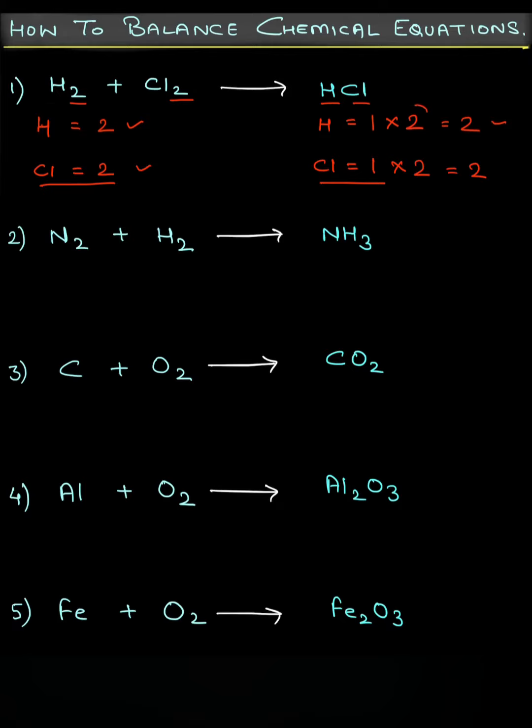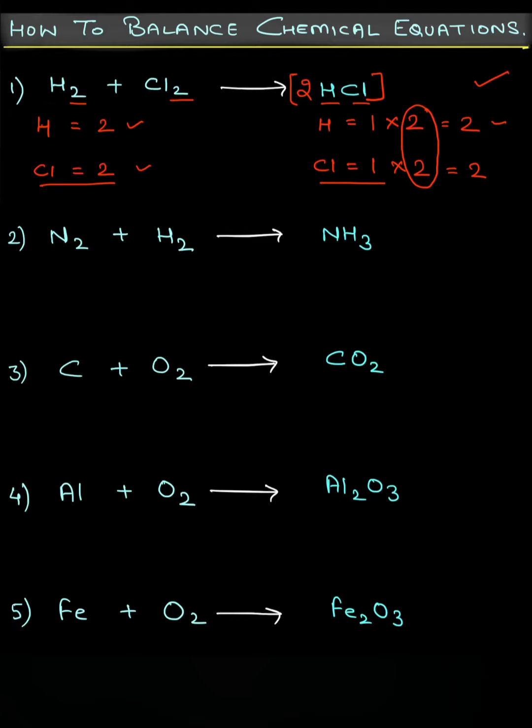So whatever number we have multiplied over here, we have to write it as a coefficient in front of the compound which has been formed. Thus this chemical equation is balanced.